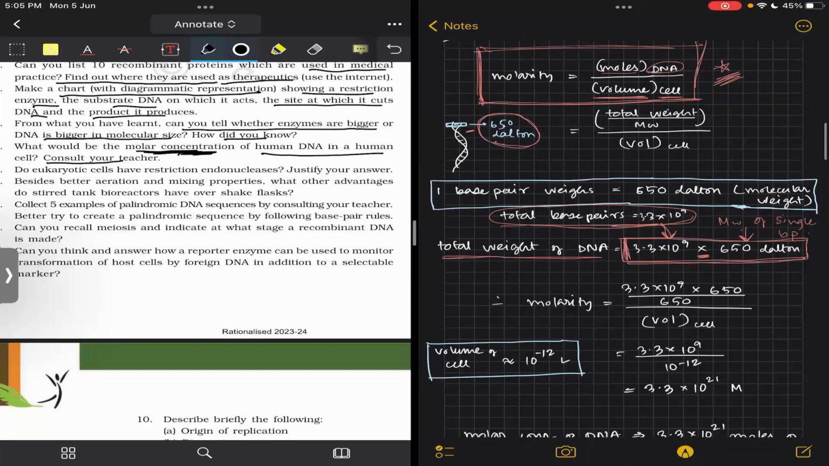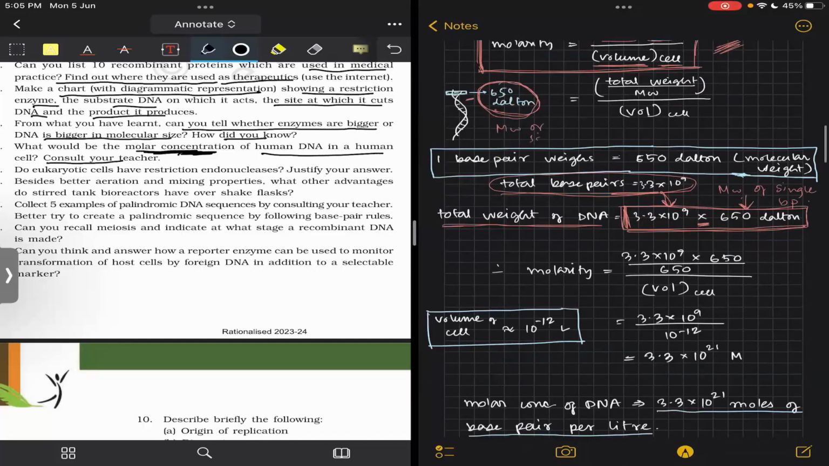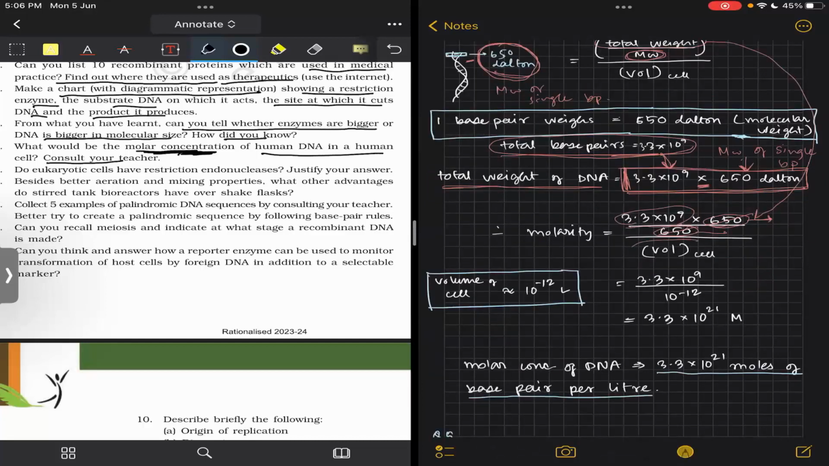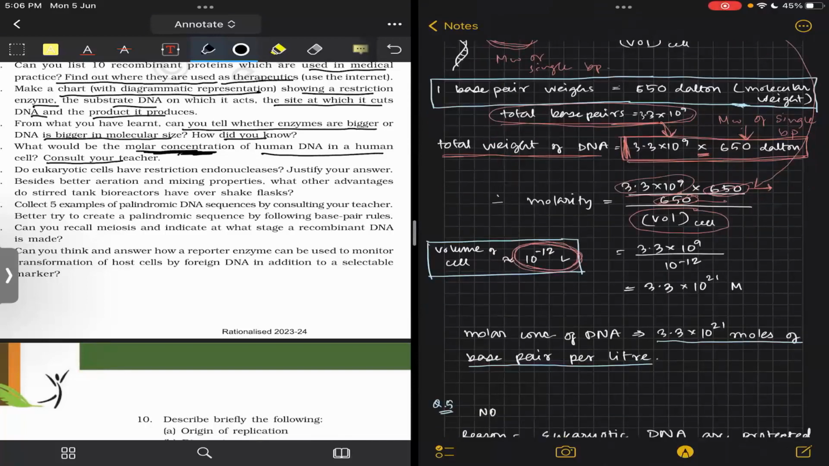And we also have the molecular weight of a single base pair. So from this, we can easily calculate the moles. What is a mole? Mole is total weight divided by molecular weight. So the number of moles is 3.3 into 10 to the power 9 into 650, which is the total weight, divided by 650, which is the molecular weight. And this will cross out, and then the volume of the cell. The volume of a cell is approximately 10 to the power minus 12 liter. This is just data you have to memorize.